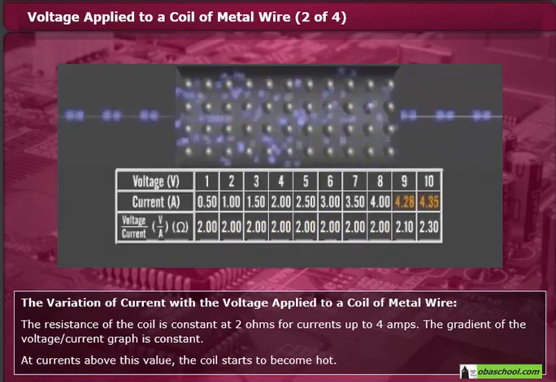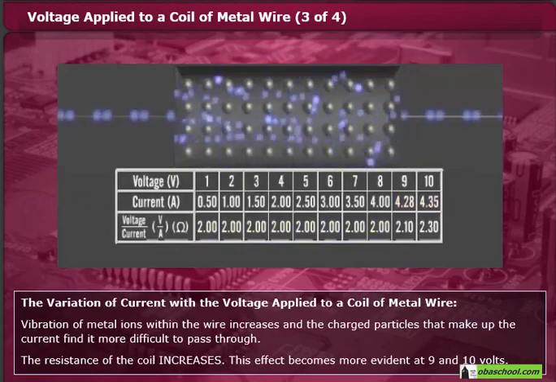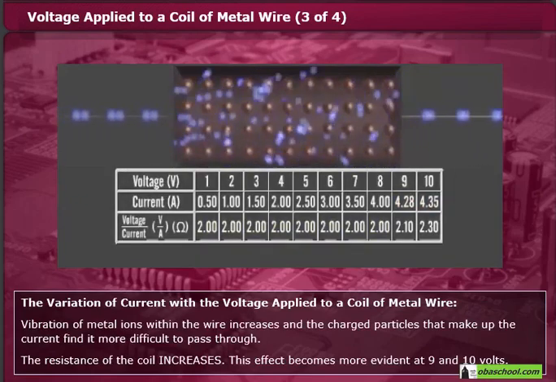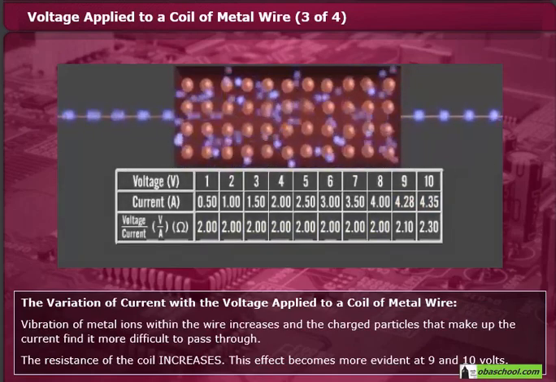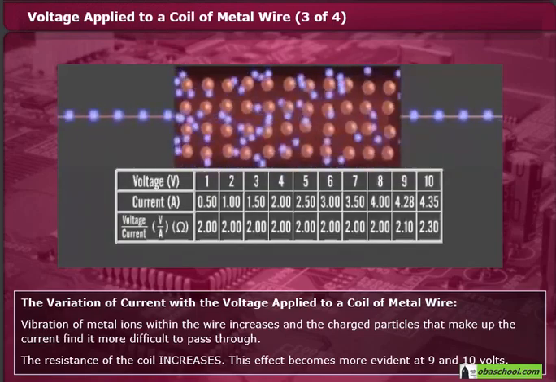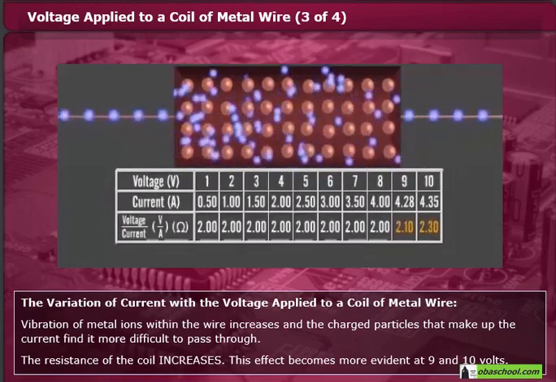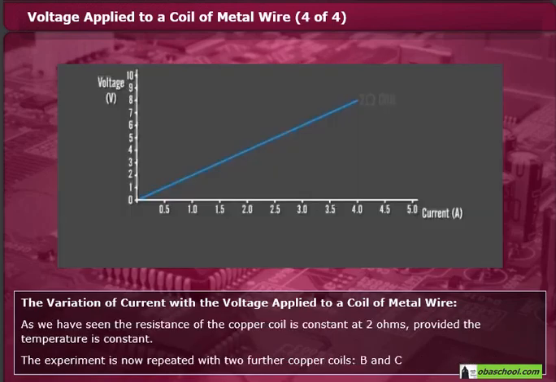At currents above this value, the coil starts to become hot. Vibration of metal ions within the wire increases, and the charged particles that make up the current find it more difficult to pass through. The resistance of the coil increases. This effect becomes more evident at 9 and 10 volts. As we have seen, the resistance is constant at 2 ohms, provided the temperature is constant.